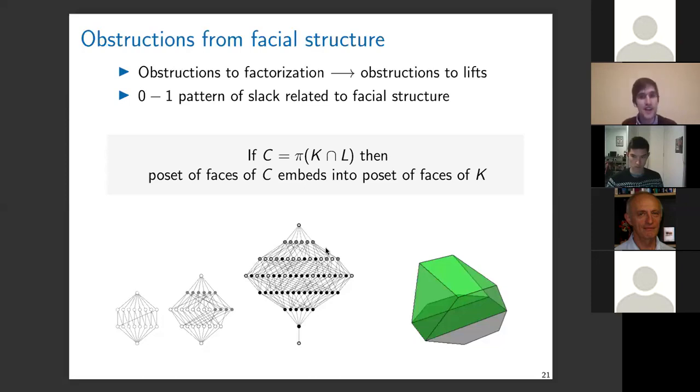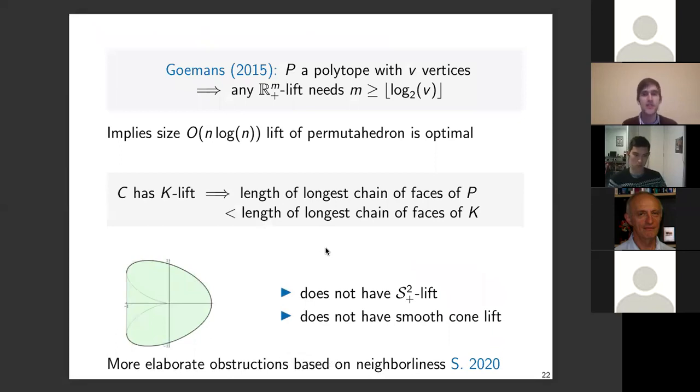And you can then use this to find obstructions. One of the simplest ones you can do is you can say, well, if the face lattice of the downstairs thing has to embed into the face lattice upstairs, every vertex downstairs has to land on a face of the non-negative orthant upstairs. And from this, you can deduce the following kind of lower bound on the size of lifts. Again, a result of Goemans that if you have a polytope with V vertices, and you want to give a lifted representation, then you need at least log 2 of V number of facets upstairs.